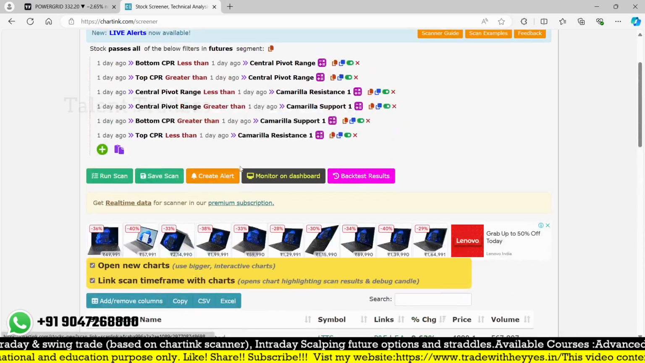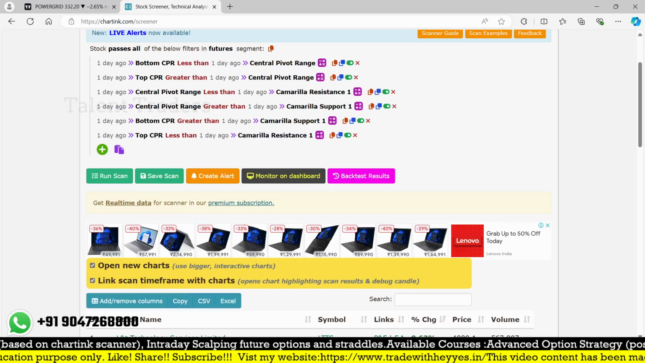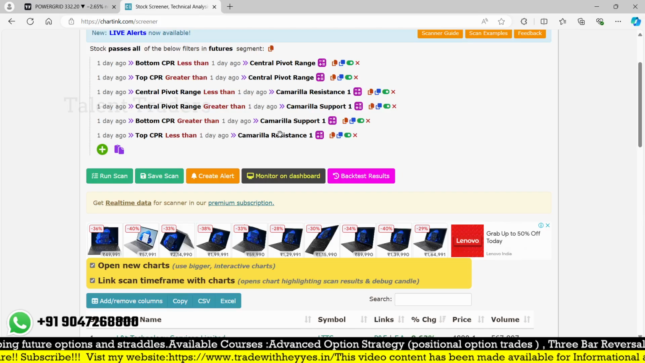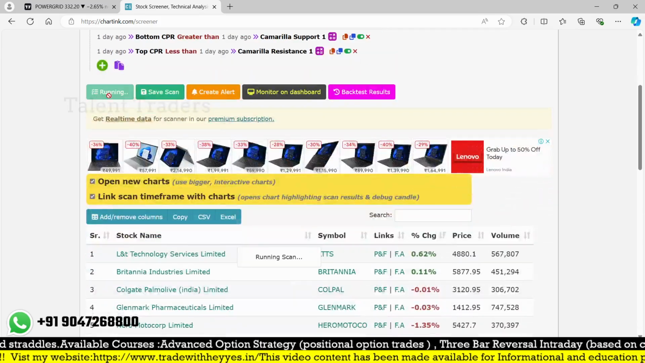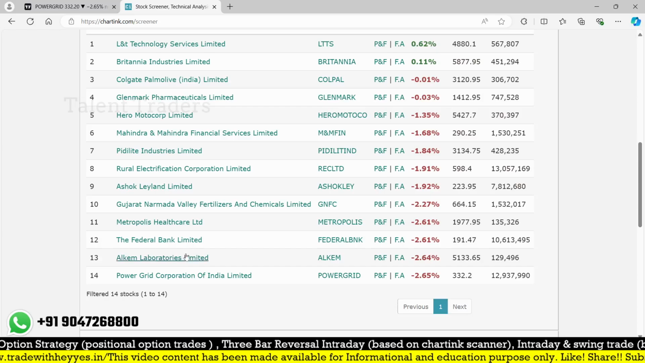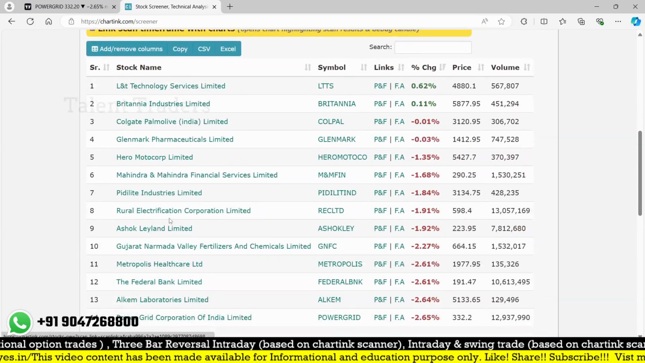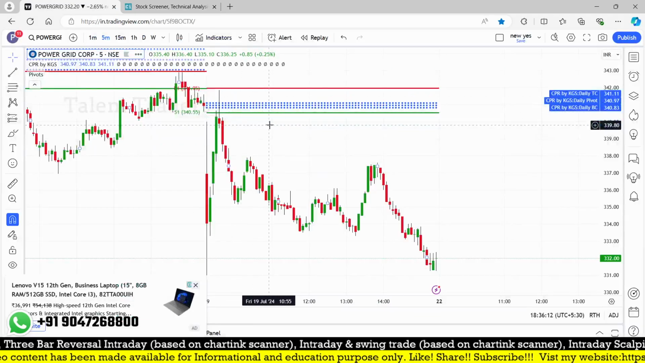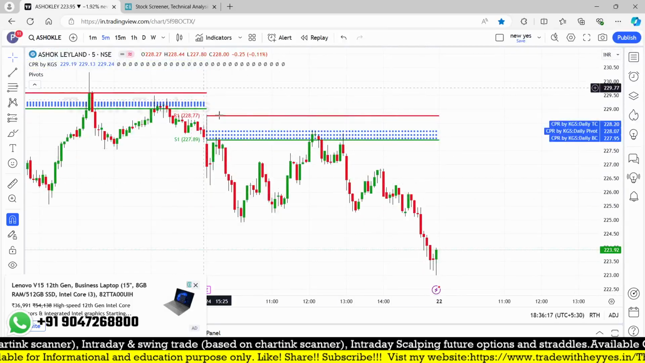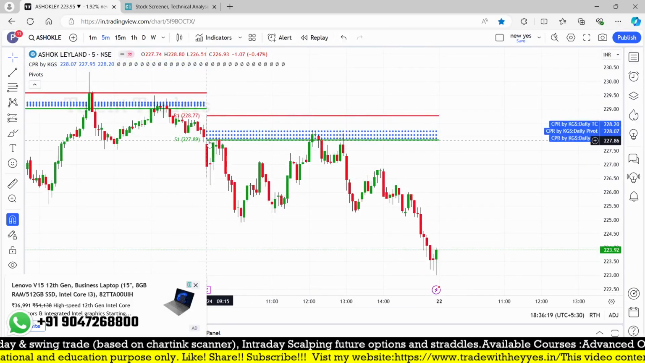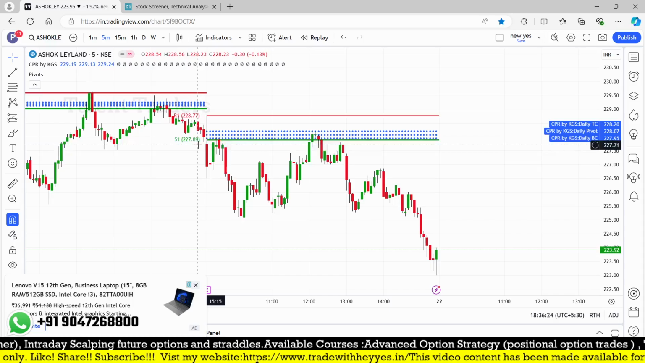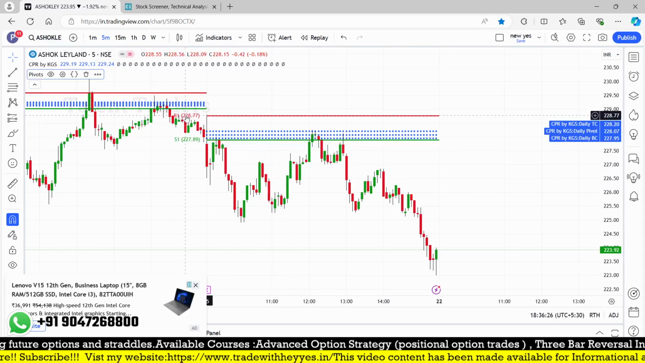Let me check all the things are right. The top CPR less than 1 day ago, Camarilla resistance, that is okay. Camarilla support greater than. Okay, let me check. These are all the stocks for today. Power grid will be there here, and previous REC, Ashok Leyland, a lot of stocks. Leyland is exactly inside. So there is an opportunity for breakdown and one more retracement opportunity. Maybe that value is around 227.89. So where you can see the levels.